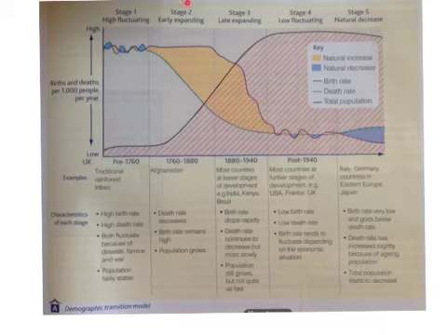Stage 2 is known as early expanding, and the key factor that indicates the change from stage 1 to stage 2 is this here, the decrease in the death rate.